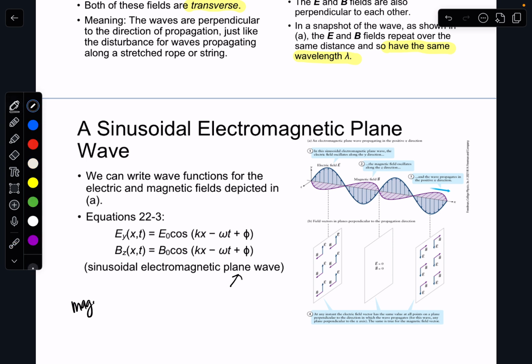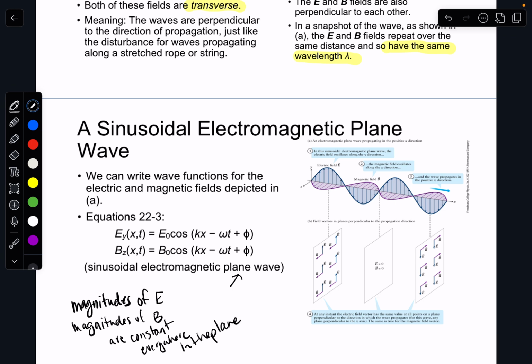The magnitudes of E and the magnitudes of B are constant everywhere in the plane. That's the meaning of a plane wave. And so here, if we were to investigate and cut out a plane at the 0, well, then everywhere in that plane, the E field would be 0 and the B field would be 0, okay?